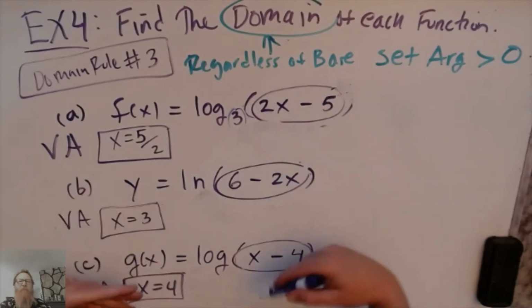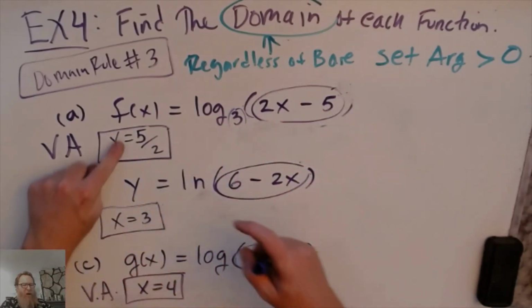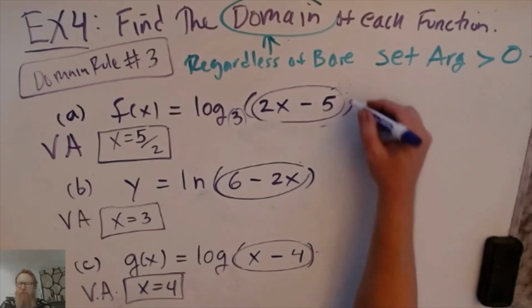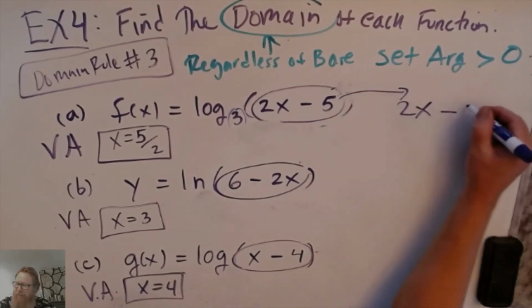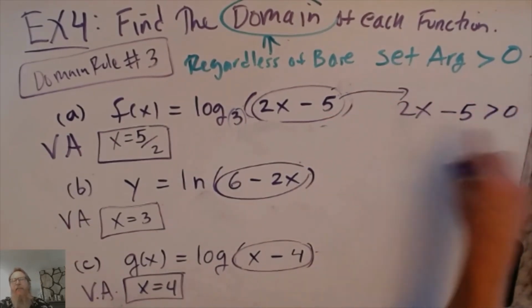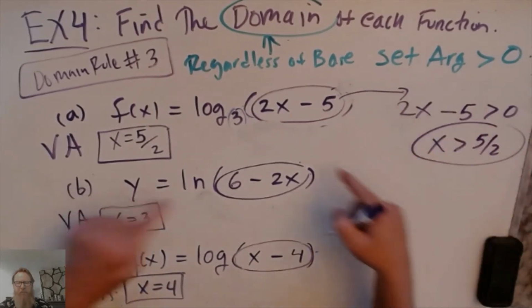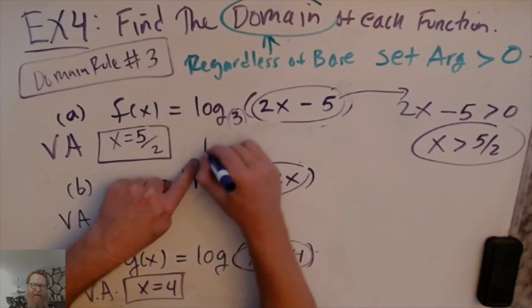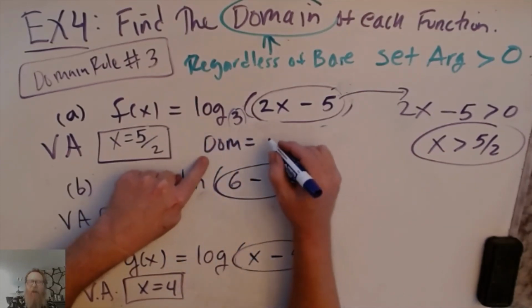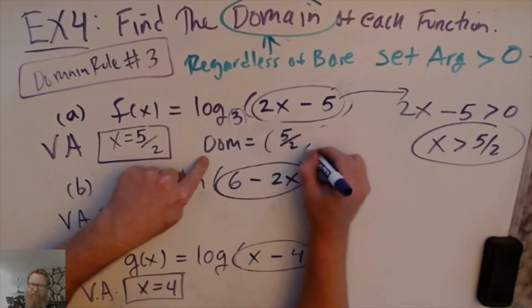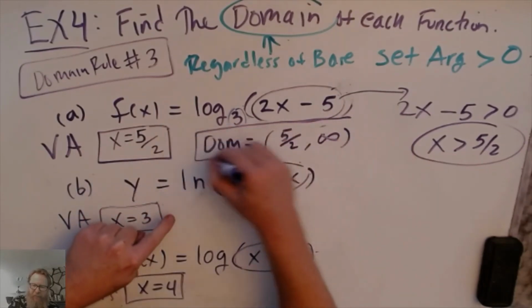Now notice we've already solved all of these. All we have to do is change our equal sign into a greater than sign, and you're going to get the same result. So the domain for A, I'm just going to abbreviate DOM, is 5/2 to infinity.